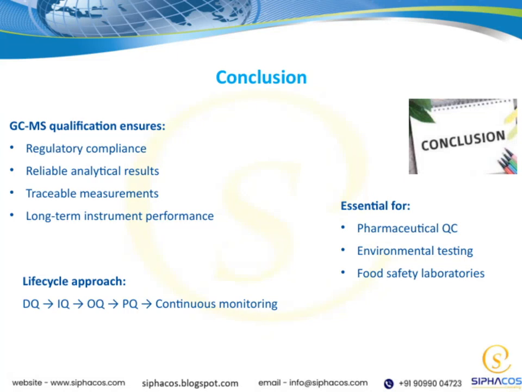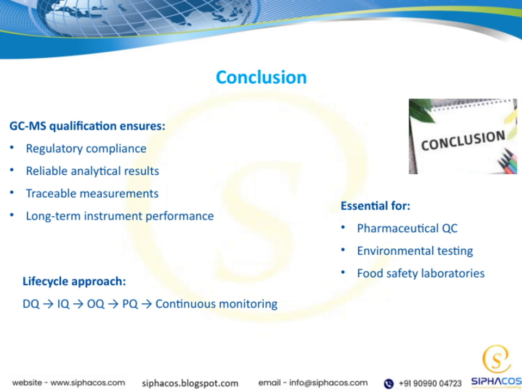Let's take a moment to look at the lifecycle approach, which is fundamental to maintaining high-quality GCMS operations. We start with design qualification, or DQ, making sure that the instrument is designed to meet our specific needs. Next is installation qualification, IQ, confirming that everything has been installed correctly and according to specifications. Then we move on to operational qualification, OQ, which verifies that the instrument functions properly within its intended operational parameters. Following that is performance qualification, PQ, where we demonstrate that the instrument consistently produces accurate and reliable results in real-world conditions.